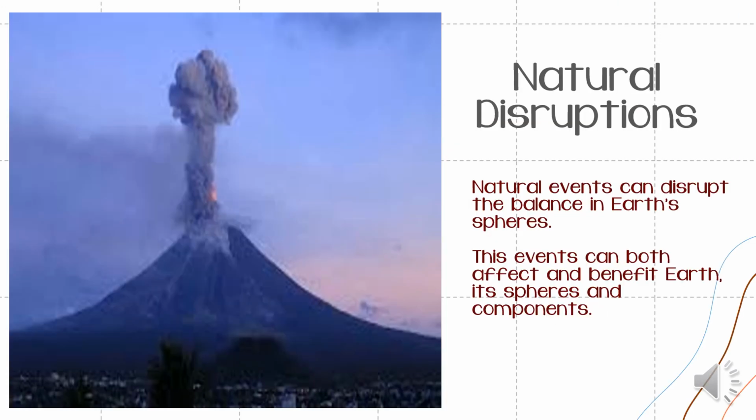Natural events can also disrupt the balance in Earth's spheres. When volcanoes erupt, for example, huge amounts of gases and dust particles are released into the atmosphere. These gases and dust can spread out over very large areas of the atmosphere. They can cause changes in local weather. Thunderstorms are common in areas near a volcanic eruption.